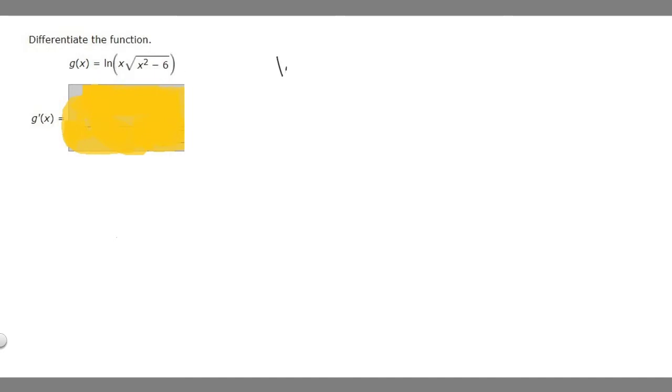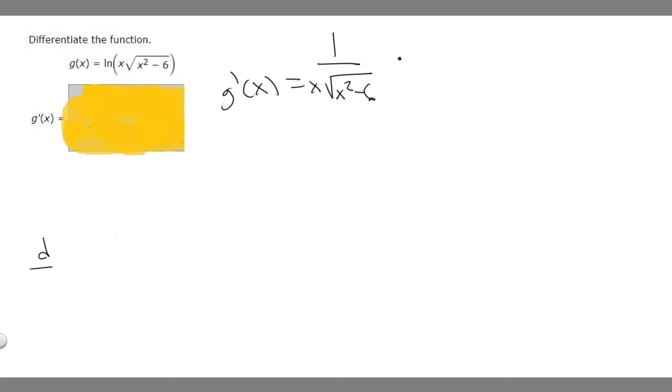If we take the derivative of the ln of x, we know that equals 1 over x. But instead of x, we have x times the square root of x squared minus 6. So that's going to be the first part of our answer. So g prime of x is equal to 1 over our inside function, so x times the square root of x squared minus 6. And then we've got to multiply by the derivative of our inside. So let's go ahead and do that.